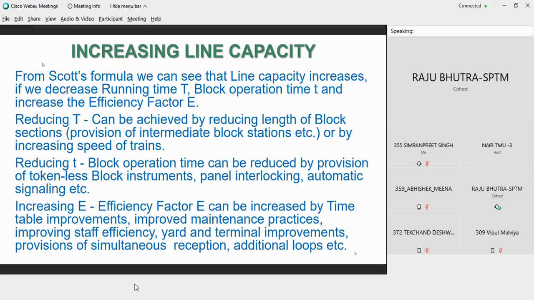Now, how can we increase E? Efficiency factor E can be increased by timetable improvements. If we make proper timetables, our efficiency E will be higher. Then maintenance practices can be improved, improving staff efficiency, yard and terminal improvements, provisions of simultaneous reception, additional loops, etc. All these will lead to an increase in efficiency, and the efficiency factor E will also be improved.